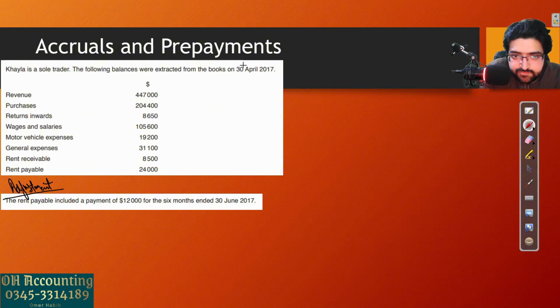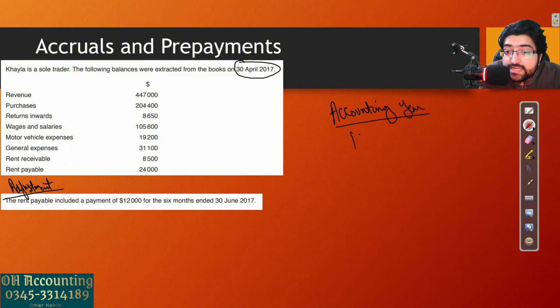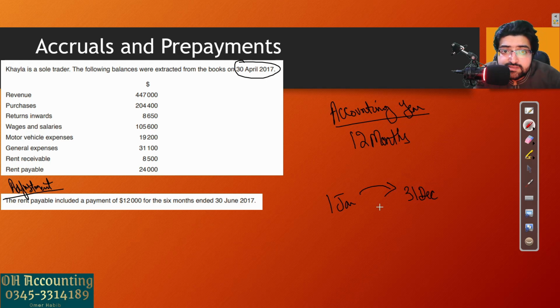See, first of all, as you can see, this trial balance is extracted on 30th April 2017. Okay. See, an accounting year can be any 12 months, because all the businesses will not start on 1st Jan and then the year will not always end on 31st December. Right? You can start the business in any month. You don't have to wait for Jan to start your business.